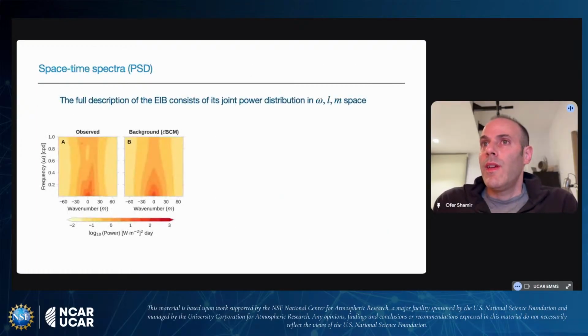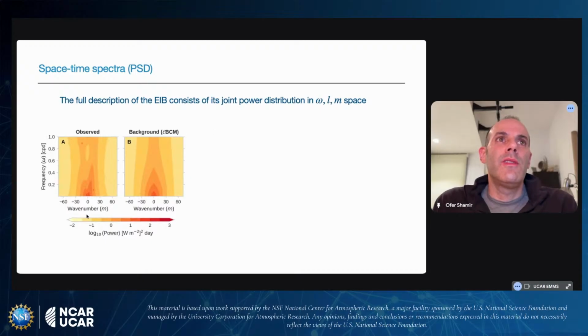And with that, having estimated the model parameters, we can now construct the background and the foreground. So the full description of the background consists of its joint power distribution in the omega LM space. And I'm now going to show the spectra in the omega M space averaged over L, because that's the more familiar image considering the tropical power spectrum.